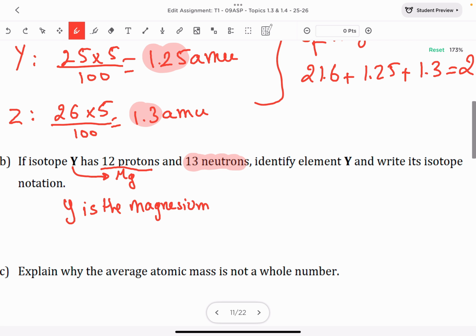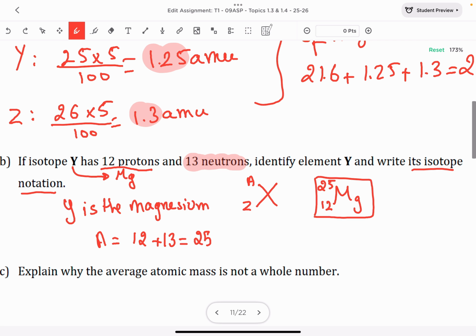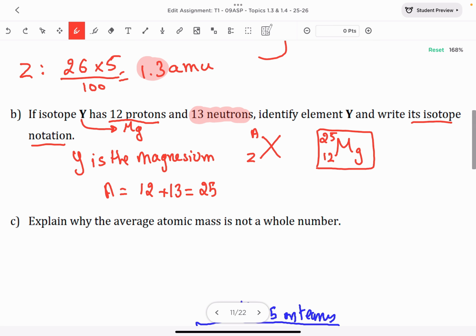Now, when I want to write the isotope notation, we always follow this: we use the symbol X. On top, we put the mass number, and down, we put the atomic number. Now, knowing that this atom is magnesium, I'm going to put 12 here. And for A, it is equal to the protons plus neutrons, and that is 25. So this is the isotope notation of element Y.